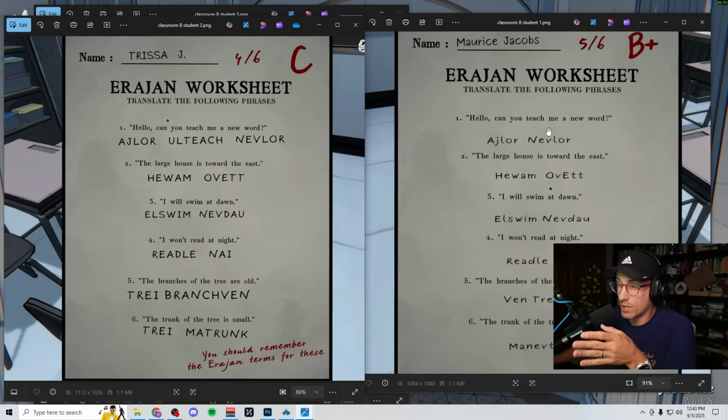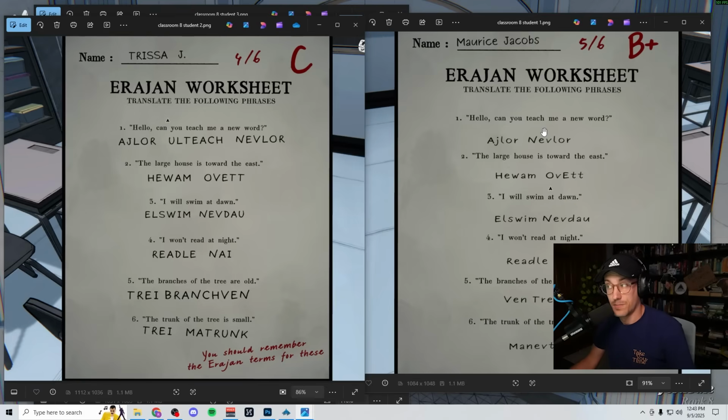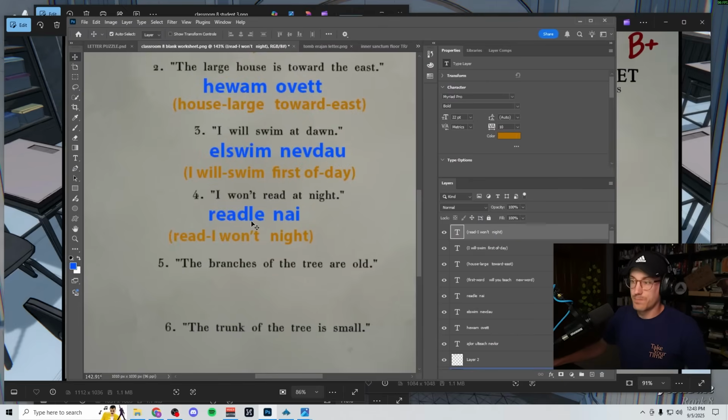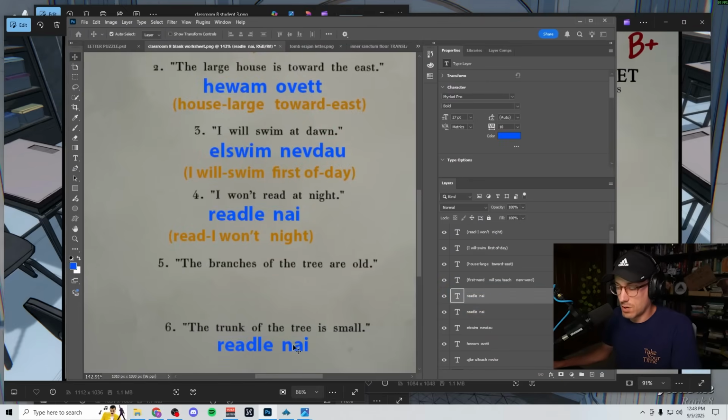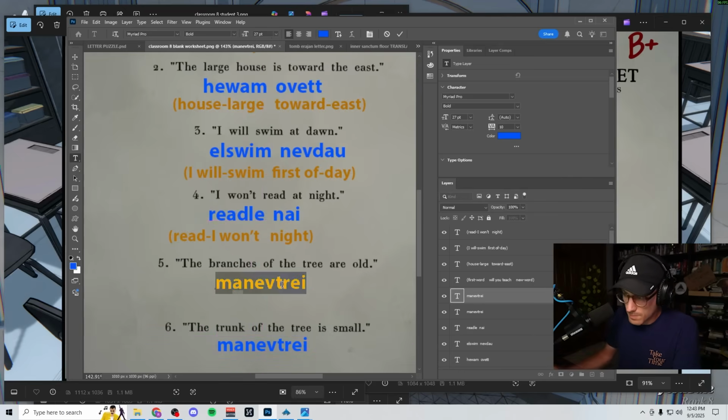So I think the only one Maurice got wrong is hello, can you teach me a new word? Because they did not say teach at all. They just said hello, new word. They didn't include can you teach with ol teach. I believe that this one, Ventriven, is not quite right, but does work. And then Manev tree does work. So let's do that. Let's call this Manev tree. And let's call this tree Venven.